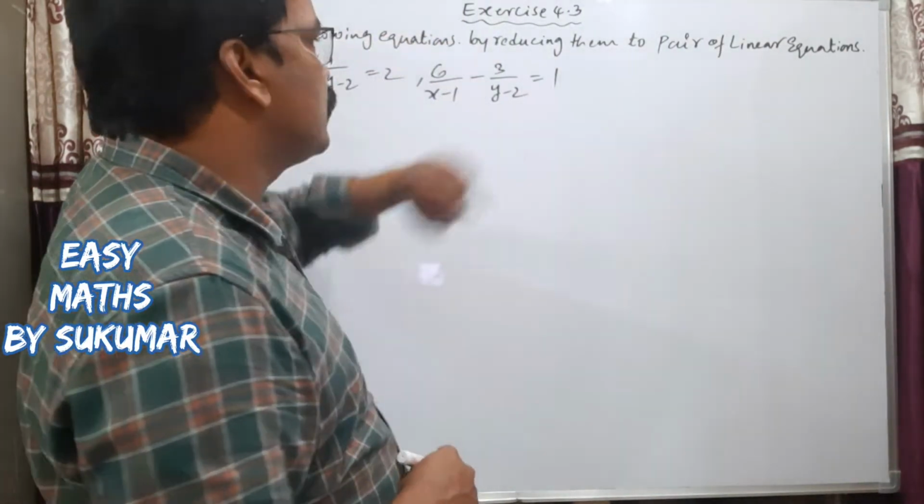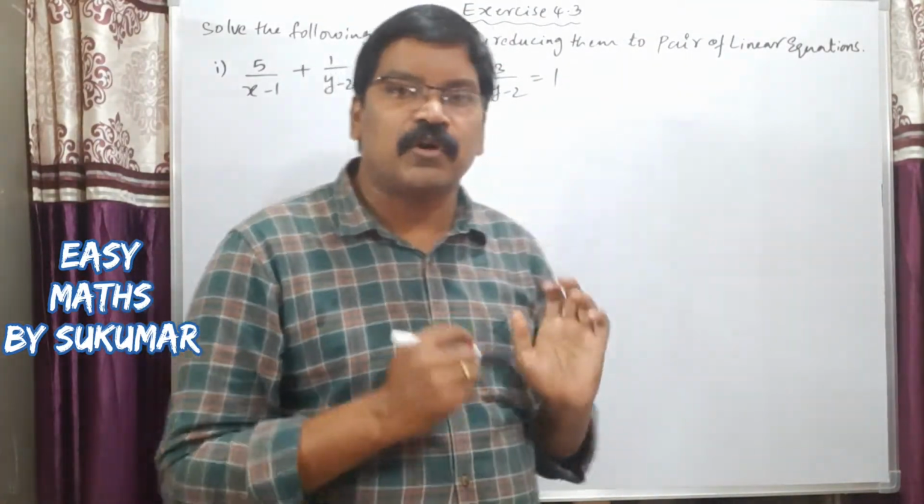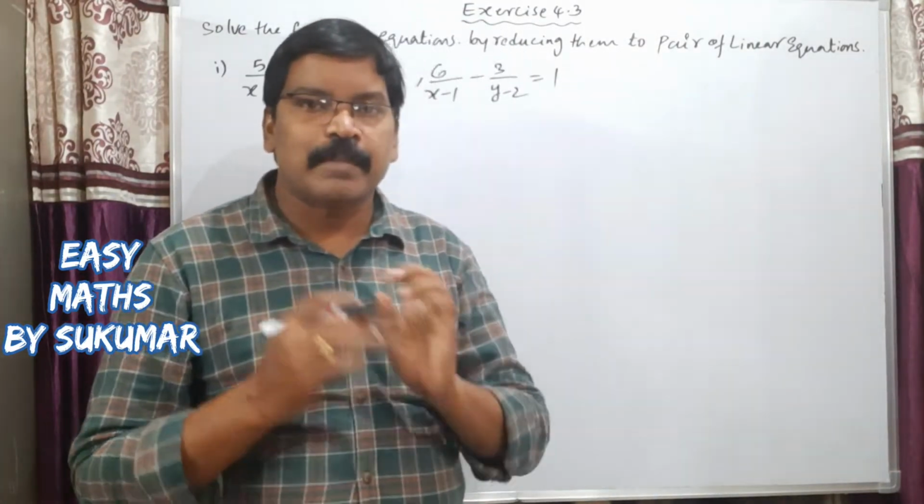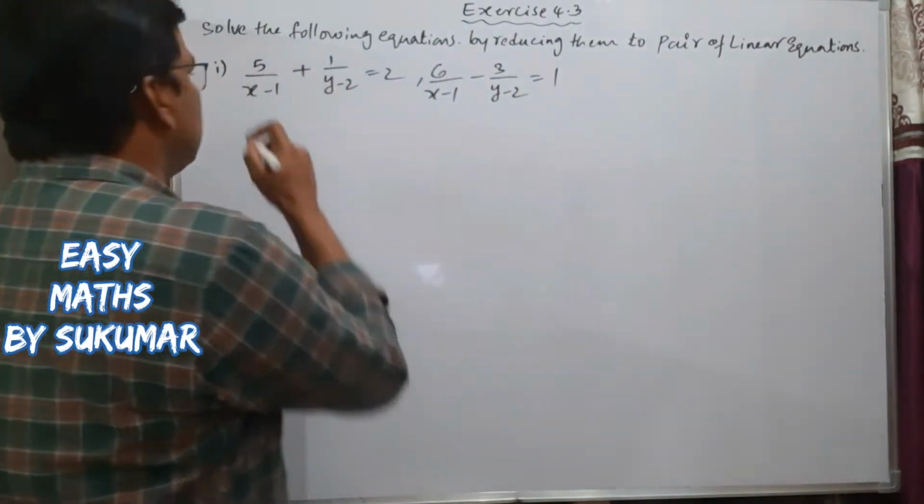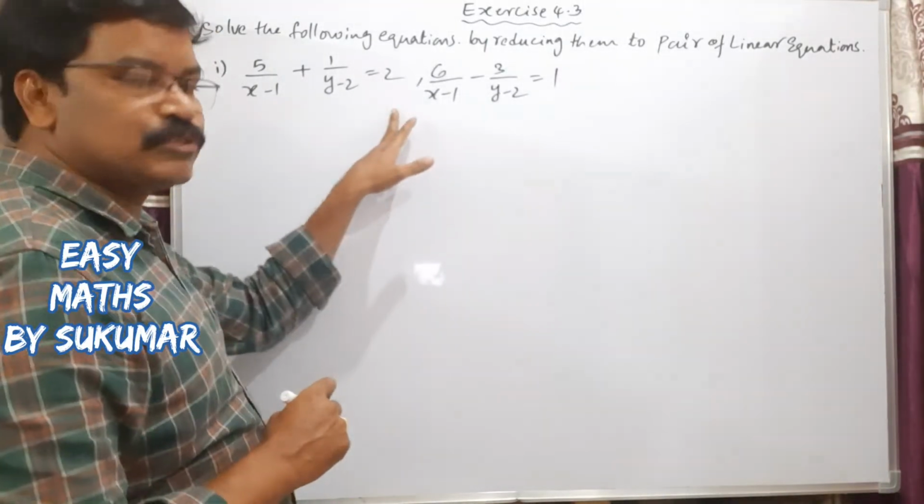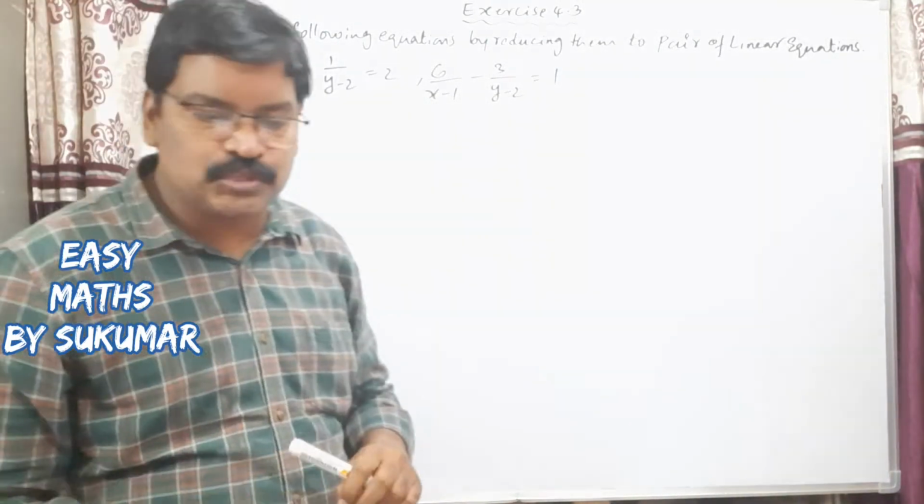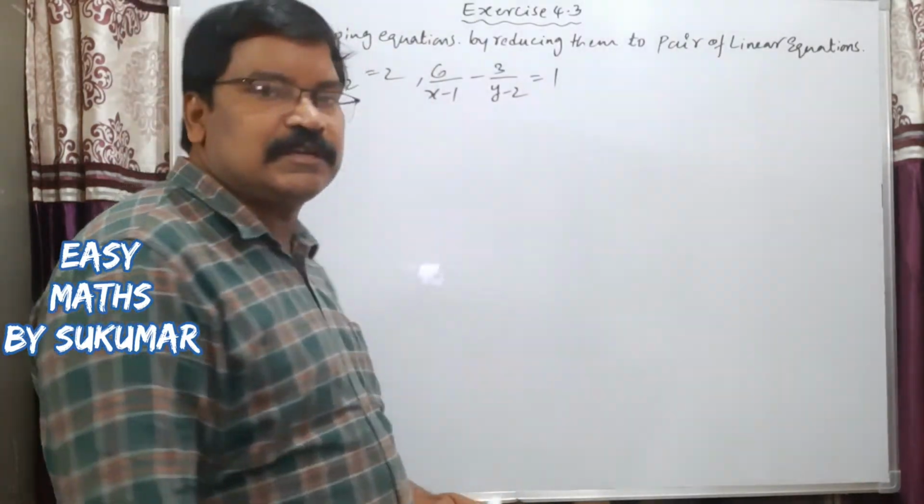Solve the following equations by reducing them to pair of linear equations. Okay. Here the first question is 5 by x minus 1 plus 1 by y minus 2 is equals to 2, and 6 by x minus 1 minus 3 by y minus 2 is equals to 1.